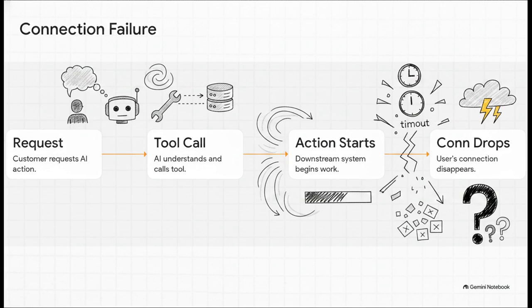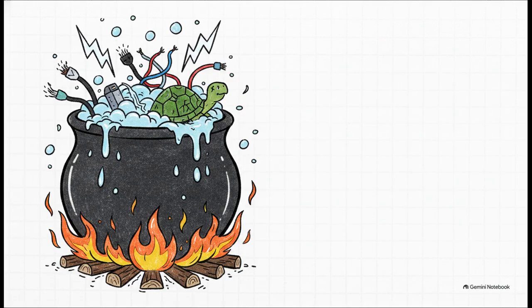But then, Step 4 happens. The user's connection just disappears. Poof, gone. So what now? Did the action fail? Did it succeed? Did it only partially succeed? Here is the harsh engineering reality. IP traffic is inherently unreliable.